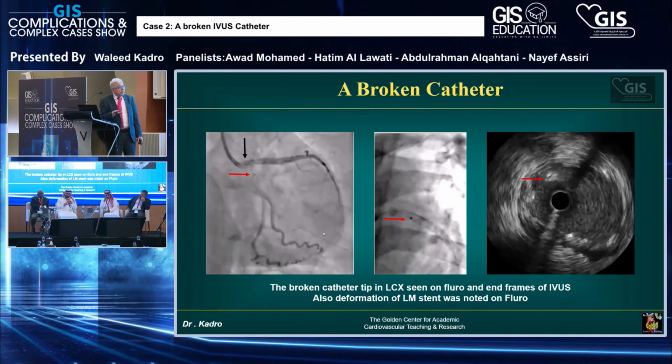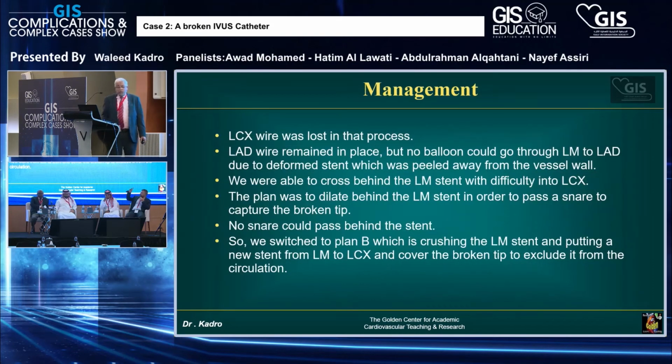Okay, and you know that there are struts in the left main, in the distal left main. Now, after we crossed to the circ and did the pullback from the circ, there is no lesion in the circ, but there is a strut across that we see, and then we got this problem, broken catheter.